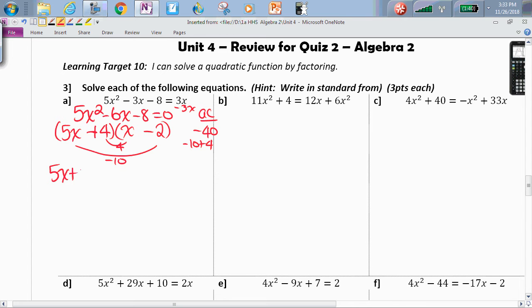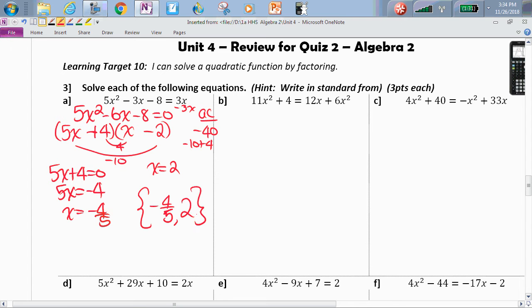And then we just do the zero product property, which means we just take the parenthesis and set it equal to 0. And divide out. We move over and divide, we get negative 4/5. And x equals 2. So the final answer is negative 4/5 and positive 2.